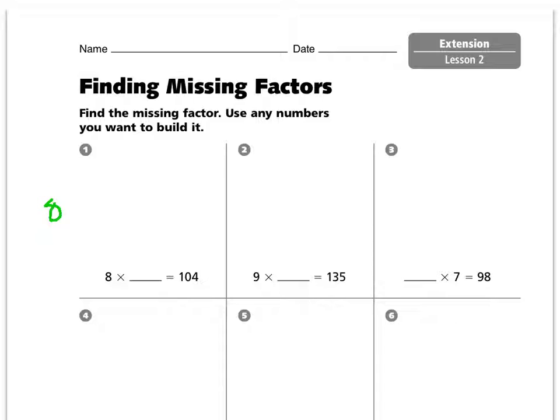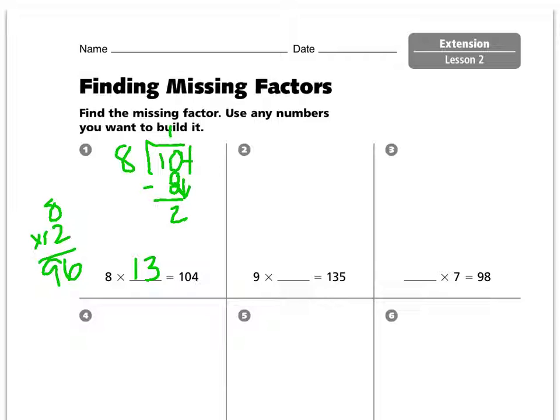Well, I know that 8 times 12 equals 96, so I'm guessing that 8 times 13 would equal 104. But I'm going to double check by dividing 104 by 8. I know it goes in one time. I'm going to subtract 8 from it. I get 2, bring down the 4, and I know that goes in 3 times, 24, subtract, and you get 0. So your answer is 13.